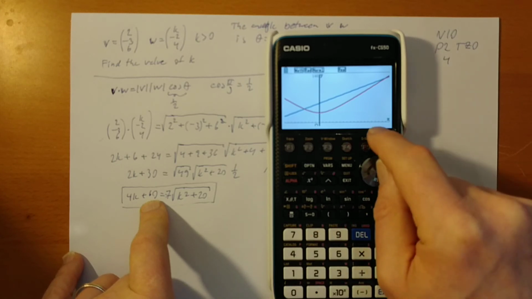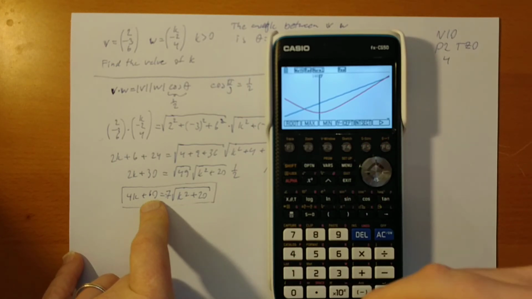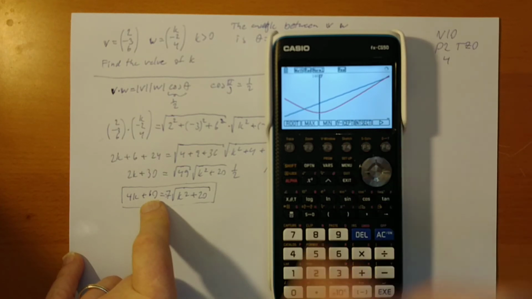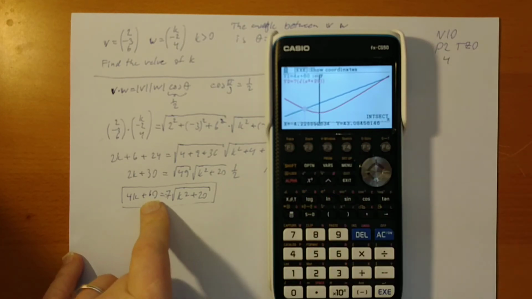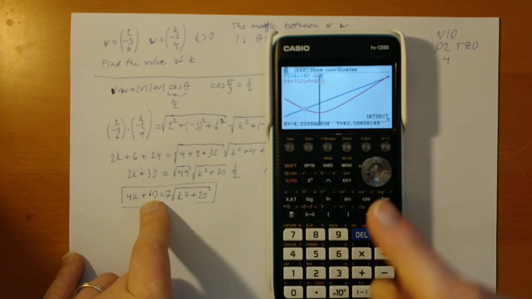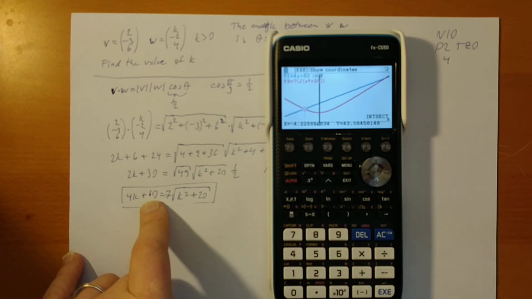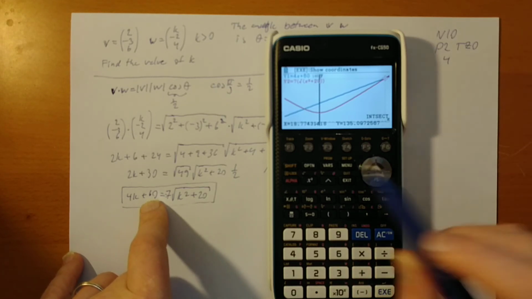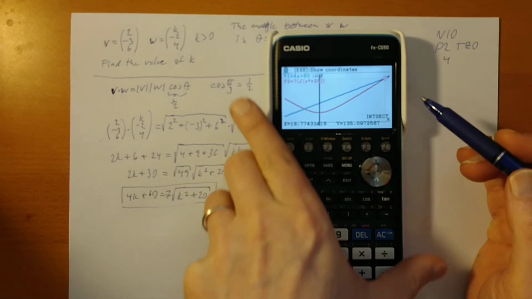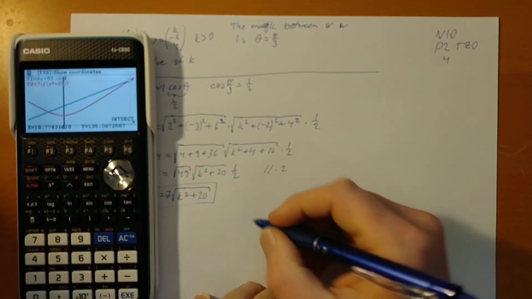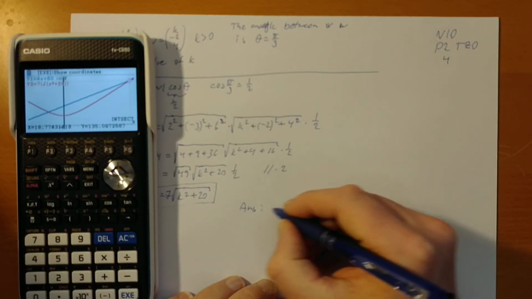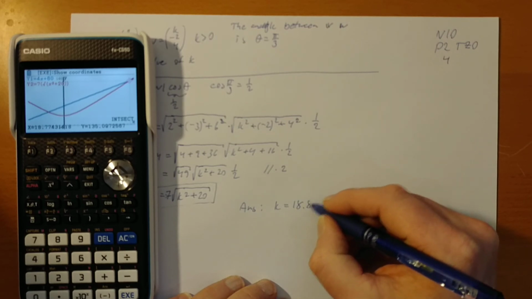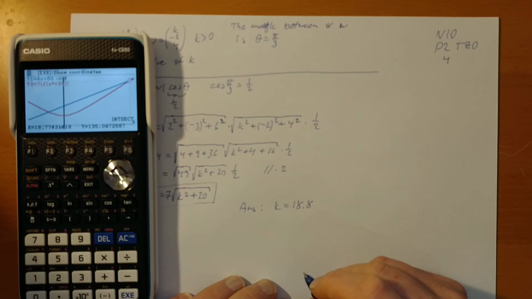So, G-Solve on this model, depending on what calculator you have, and intersect. That solution we find first is not what we're interested in, since k should be larger than 0. And there we find the second one at 18.77. So rounded to three significant figures, that would be that k equals 18.8. And then we have answered the question.